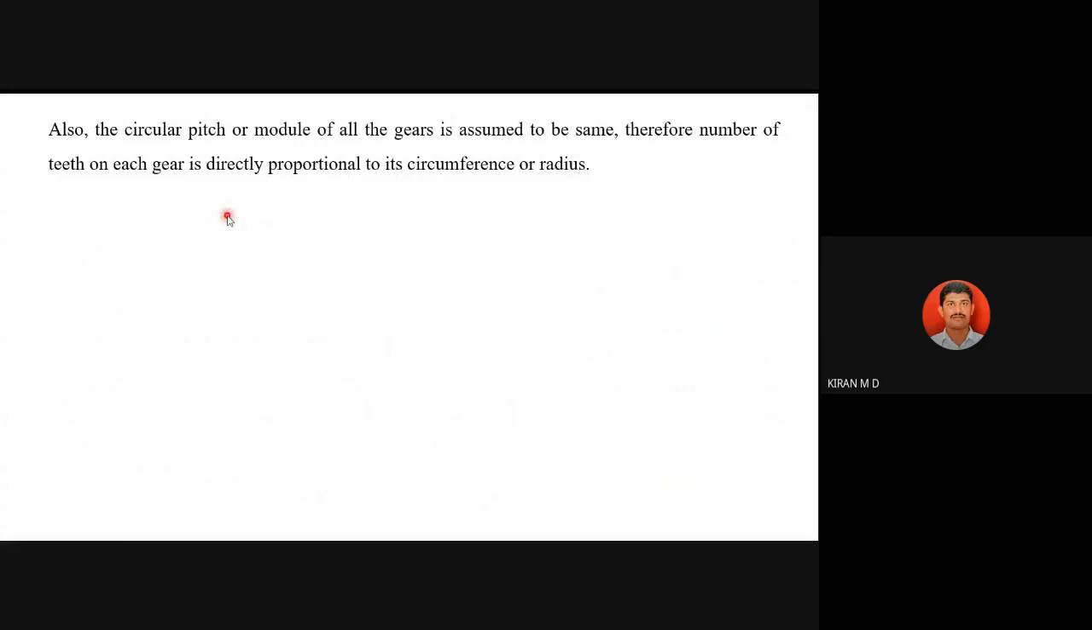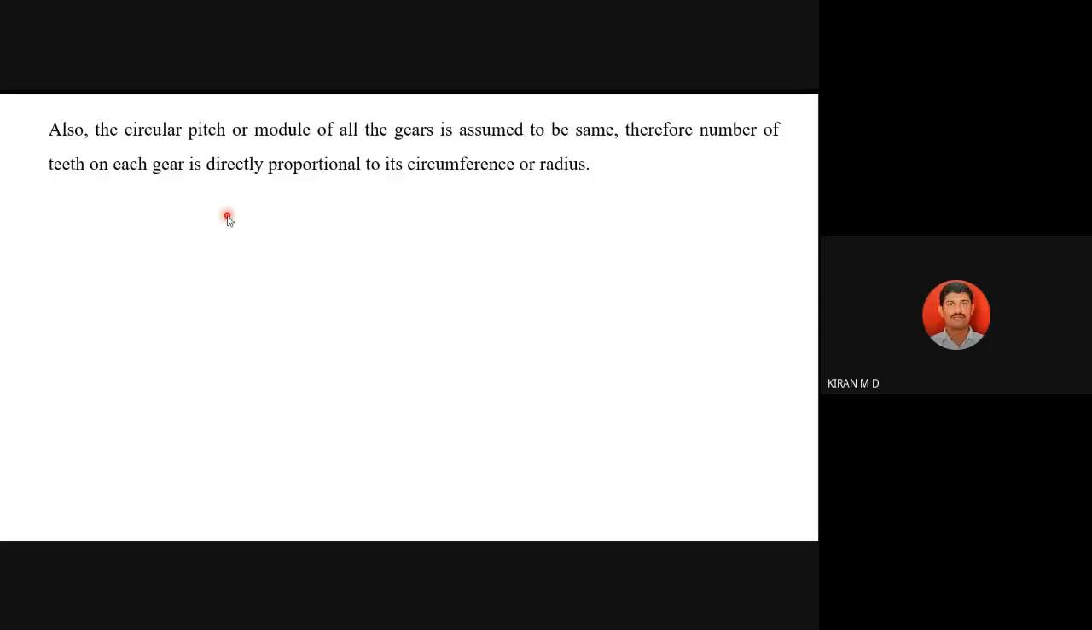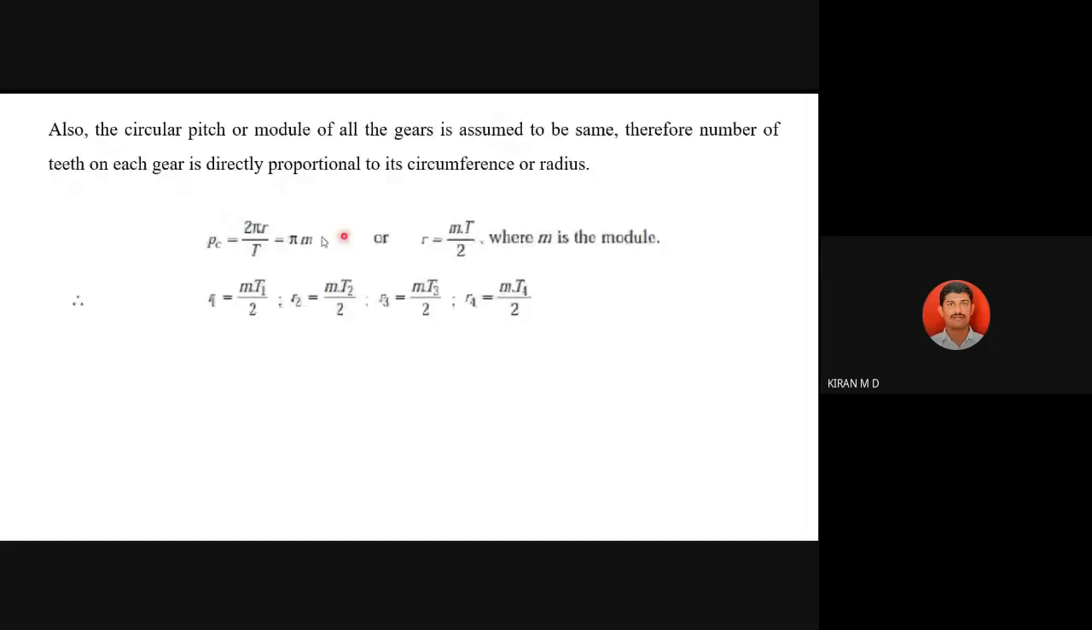Also, the circular pitch or module of all gears is the same, because we are going to transmit power. For engaging gears, the module is directly proportional to the radius. See here, circular pitch PC is equal to pi d divided by t, or 2 pi r divided by t, that is equal to pi into module. So diameter is equal to m into t, and radius is equal to mt divided by 2.